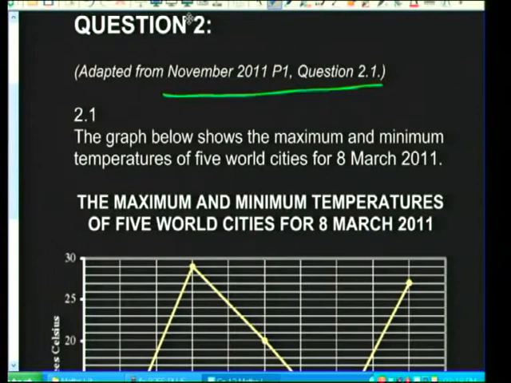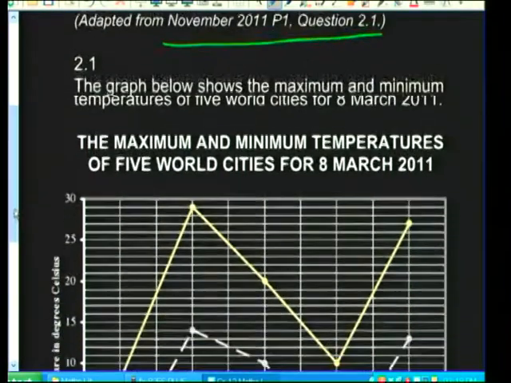Guys, this is the kind of question that you could be seeing at the end of this very year in your paper. Not the exact same wording, not the exact same graph, but a similar sort of thing along similar lines. Okay, let's read it. The graph below shows the maximum and minimum temperature of 5 world cities for the 8th of March 2011. Let's have a look at it.